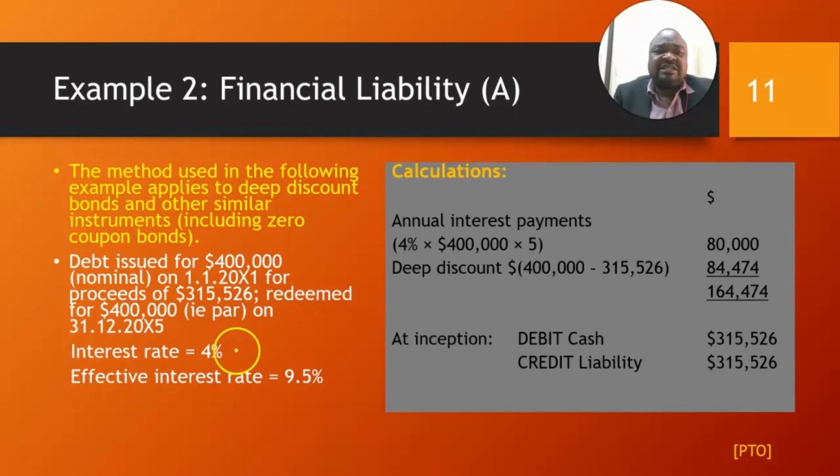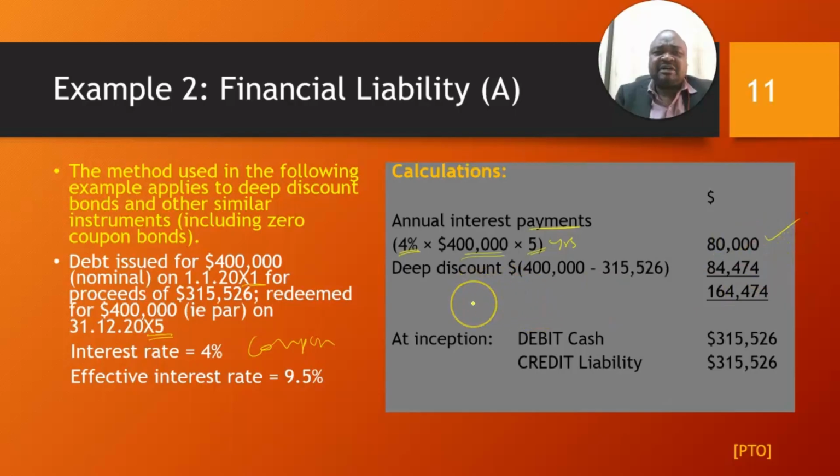9.45%. So the interest rate here is actually the coupon rate. For the annual interest payments, we're talking of the coupon rate, which is 4%, multiplied by the par value, which is 400,000. The period is 5 years, from January 20x1 to December 20x5. So the annual interest payment is 8,000.